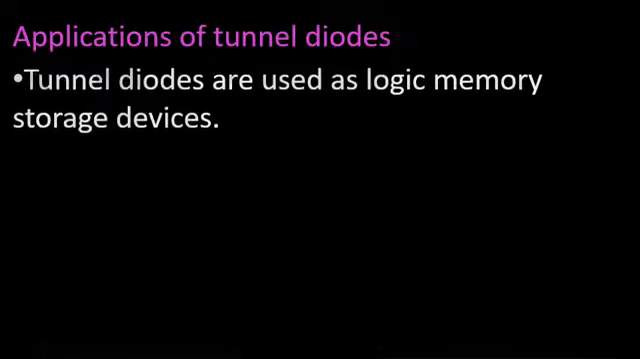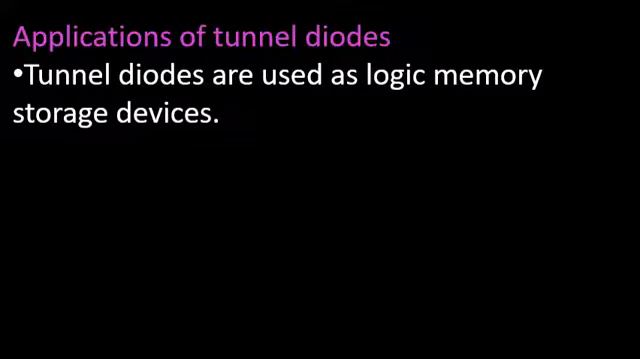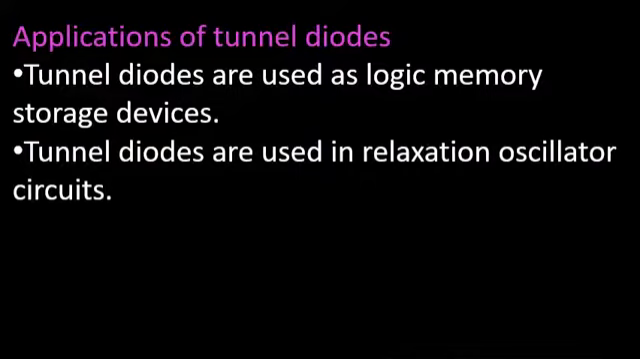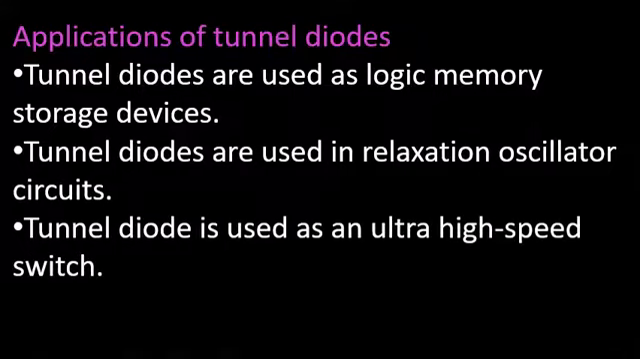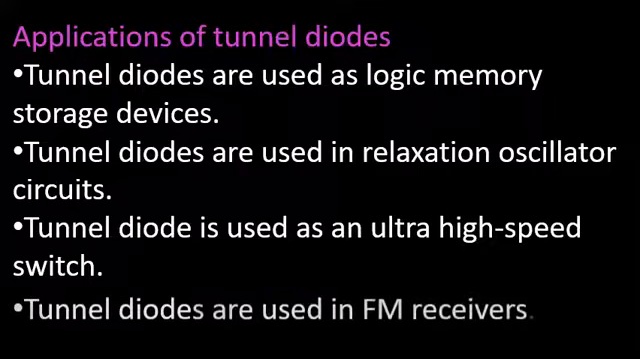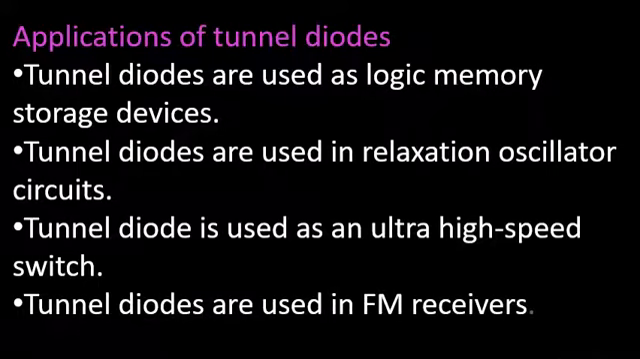Now, what are the applications of the tunnel diode? Tunnel diodes are used as logic memory storage devices. Tunnel diodes are used in relaxation oscillator circuits. The tunnel diode is used in ultra high speed switching applications. And tunnel diodes are used in the FM receiver. These are the important applications of the tunnel diode.